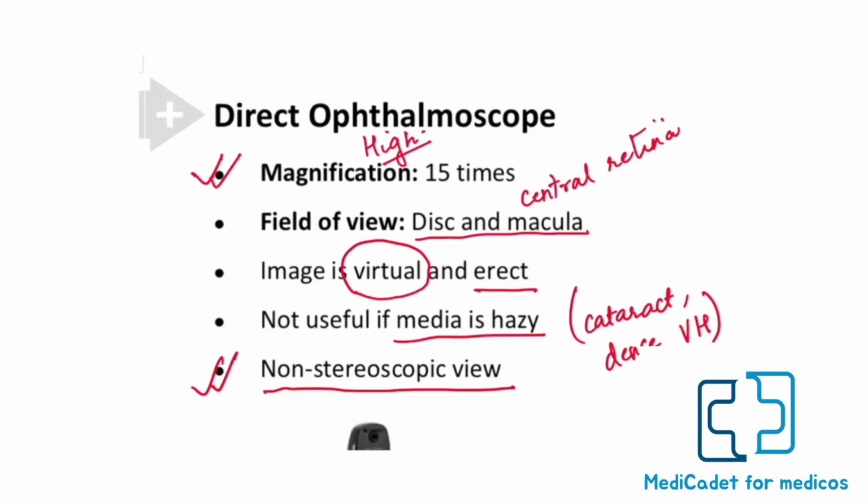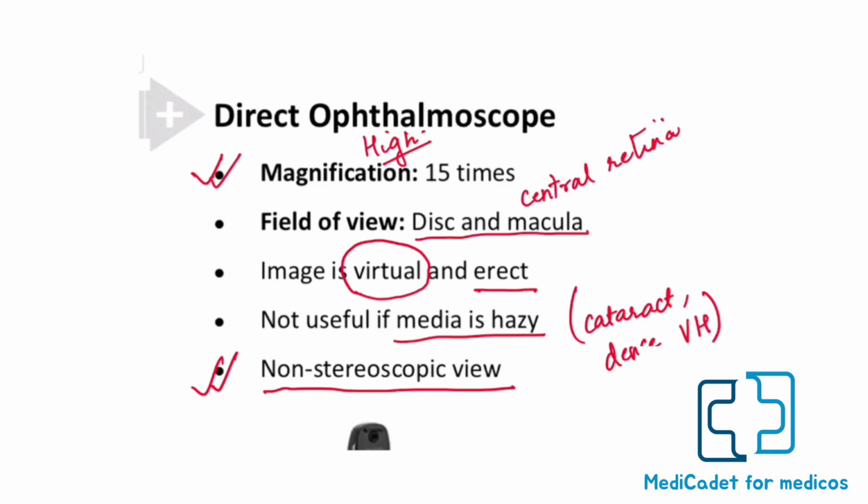This is asked every alternate year in some exam or the other. So I'll just go over this once more. The biggest advantage of the direct ophthalmoscope is its magnification. It gives you a much higher magnification. But the problem is that because the magnification is high, the field of view is restricted. That is one disadvantage. It allows us to see only the central retina, that is the disc and the macula.